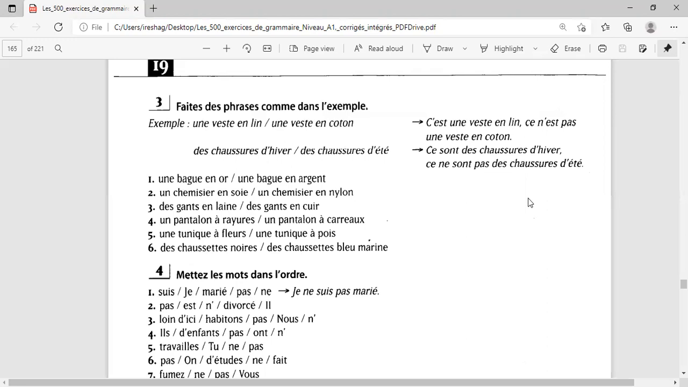Okay. Nirusha, can you read number 6? Ce sont des chaussettes noires. Ce ne sont pas des chaussettes bleu marine. They are black socks. They are not navy blue socks. Bleu marine is navy blue.